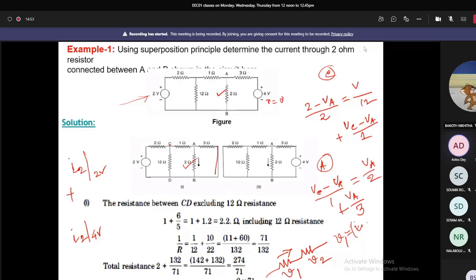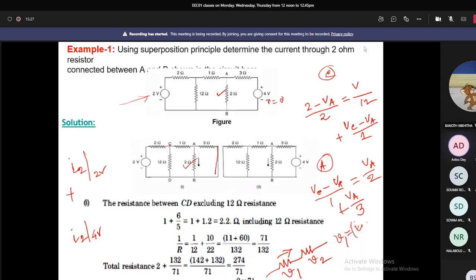What we are doing here is taking one source at a time. Whenever we have a linear relationship between cause and effect, the 2 volt voltage source is the cause, and the effect is the current through this 2 ohm resistance, IAB. That only holds whenever all the resistances are linear. That means it is not changing with time. Like 2 ohm, it is a constant, right? So there is no nonlinearity crept in. That's why we can do it. Otherwise, we cannot do it.